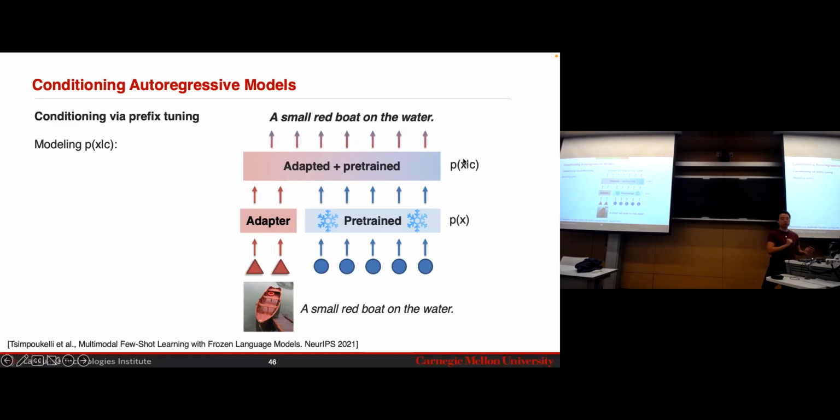It takes into account both P of X for my pre-trained model and P of X given C, because you're adapting that image into text representation space. And you can train this using small amounts of paired image and text data, right? I have the image that I want the model to be conditioned on. I have the caption that is conditional on the image, the small red boat on the water, and I can autoregressively predict a small red boat on the water, basically optimizing for P of X given C. It essentially learns these adaptive parameters, and that's all. You're keeping the big language model frozen.